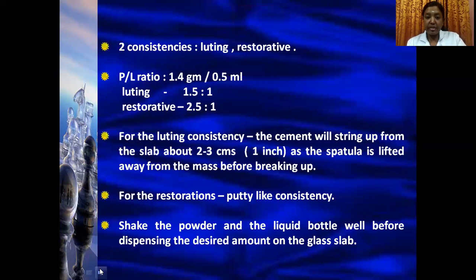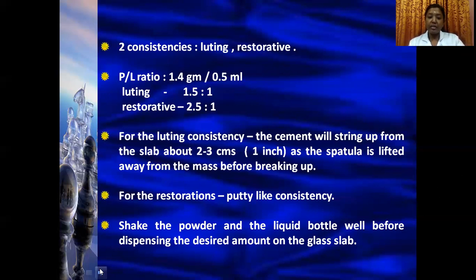So there are two consistencies. Basically, there is a luting consistency and there is a restorative consistency. The powder liquid ratio is about 1.4 grams of powder mixed with 0.5 ml of the liquid. For luting, the ratio is 1.5:1. For restorative, the ratio is 2.5:1.